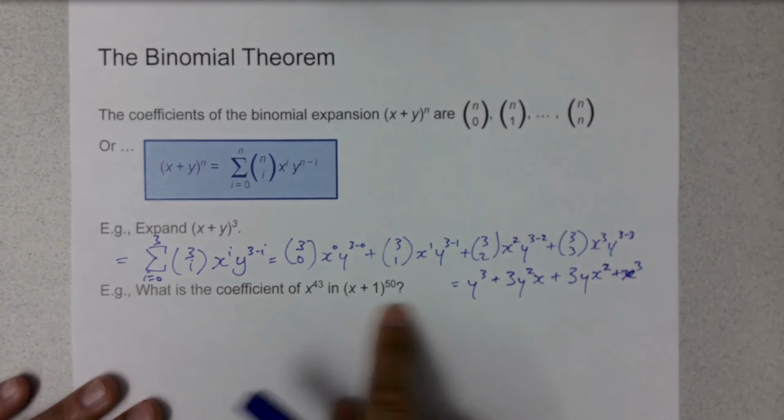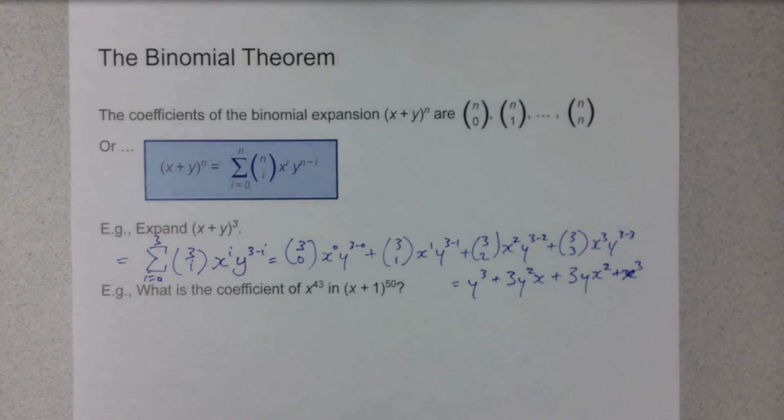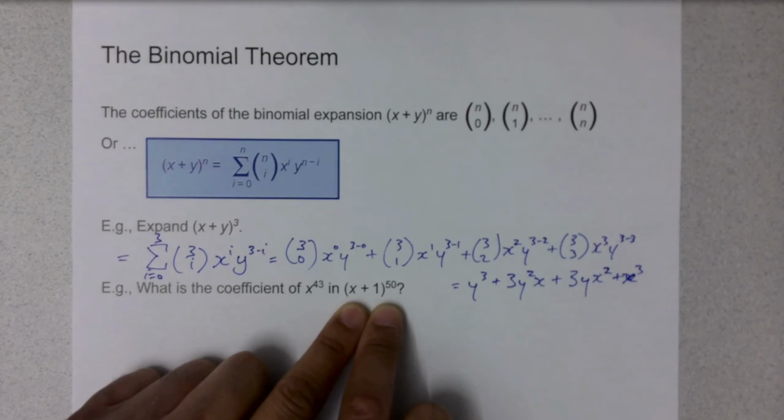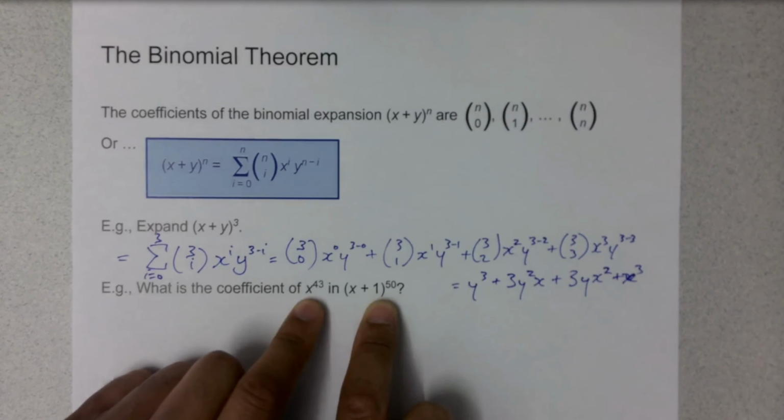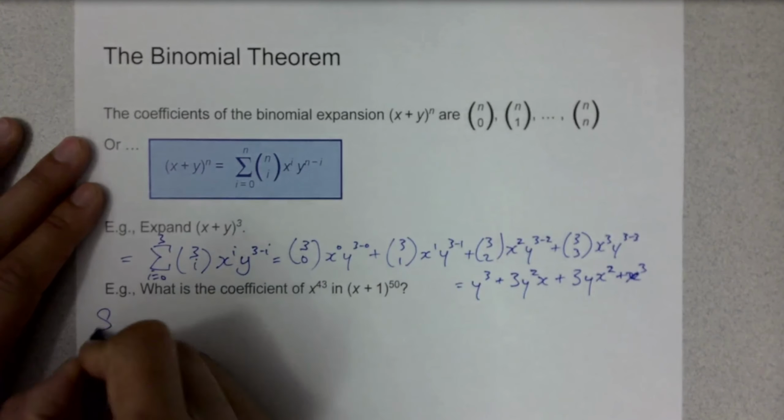Typically, we're asked questions like this, right? What's the coefficient of x to the 43 in the expansion of x plus 1 to the 50? You would never expand this thing and write out 51 terms, right? It's crazy. Okay? You can instead pull out the term of degree 43. So this is the shortcut that you can use. So, solution.